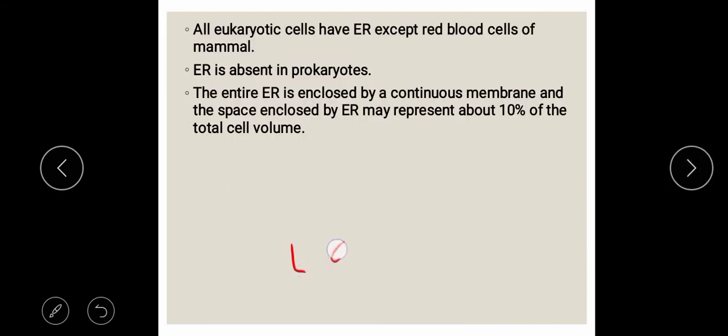Now, the location of the endoplasmic reticulum. All eukaryotic cells have endoplasmic reticulum except red blood cells of mammals. All eukaryotic cells, like muscle cells and other blood cells like white blood cells, have it. Endoplasmic reticulum is absent in prokaryotes. The entire endoplasmic reticulum is enclosed by a continuous membrane.